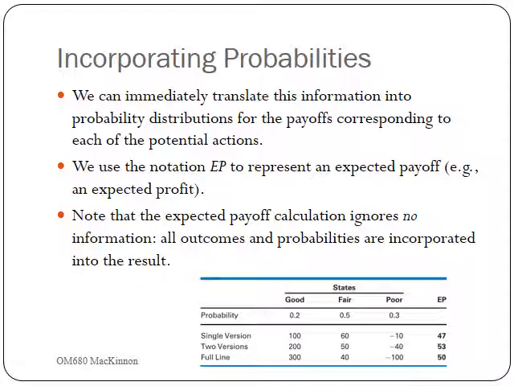All right. So now what we can do is use a weighted average of these probabilities times the expected payoff. So 100 times 0.2 plus 60 times 0.5 plus minus 10 times 0.3 gives you an expected payoff of 47. For two versions, the expected payoff is 53, and for the full line, the expected payoff is 50. So in this particular case, we're going to want to choose two versions.